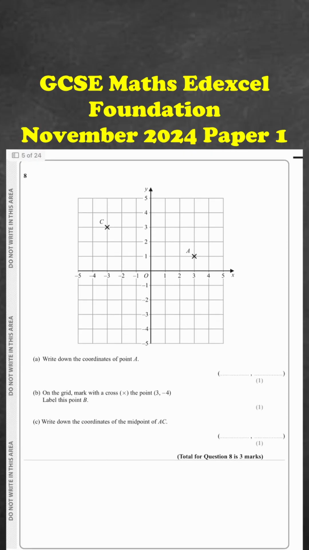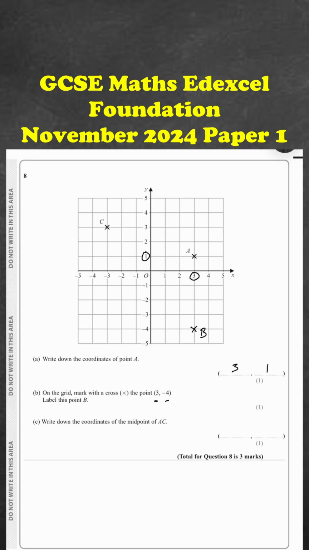Question number 8. Write down the coordinates of point A. So what we need to do is read the x-axis first. So point A is going to be 3 on the x-axis, and then 1 on the y-axis. So 3, 1 is our answer there. Part B. On the grid, mark with a cross X the point (3, -4). Label this point B. So similarly, this is going to be x value of 3 and then y value of -4. So we're going to have it just about here. They want us to mark this B.